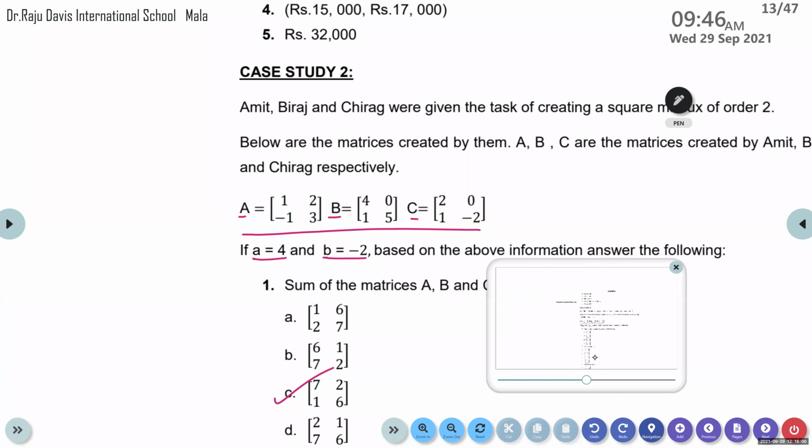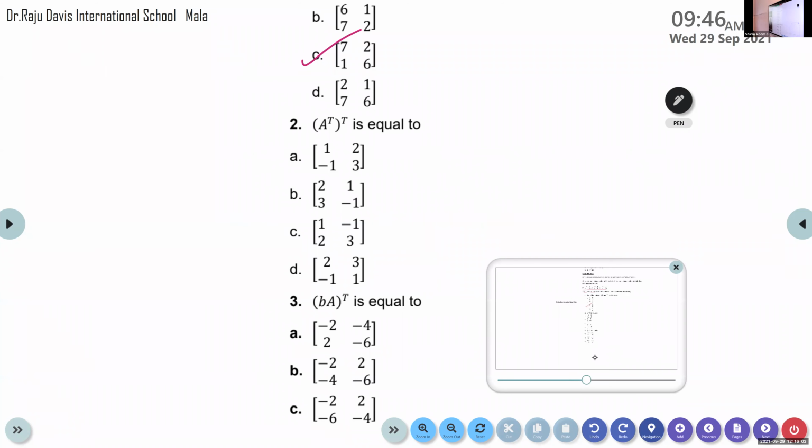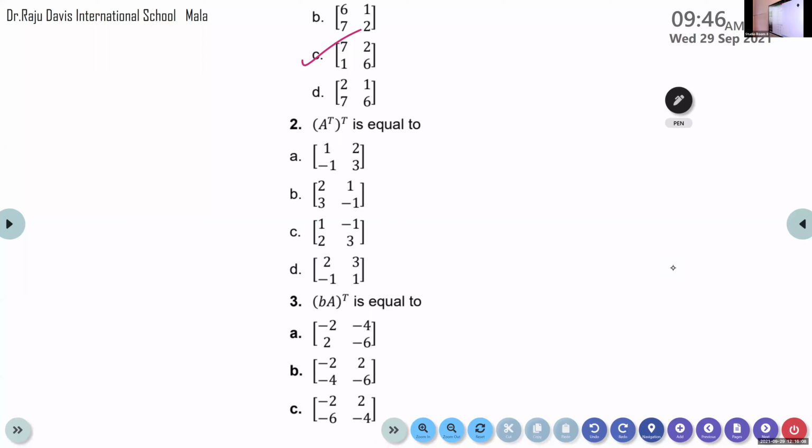Ma'am, which one? Second question. Look at the second one. A transpose the whole transpose. What is the answer? Ma'am, A itself. So what is the answer? Option A, B, C, D? Option A. Is it correct, Aishwarya? Yes, ma'am.